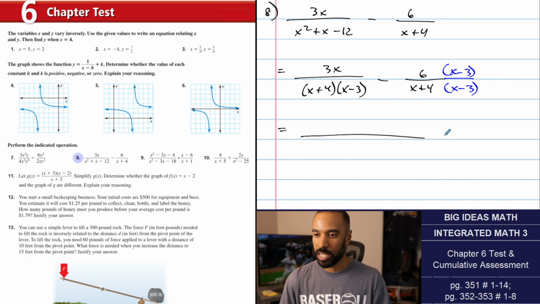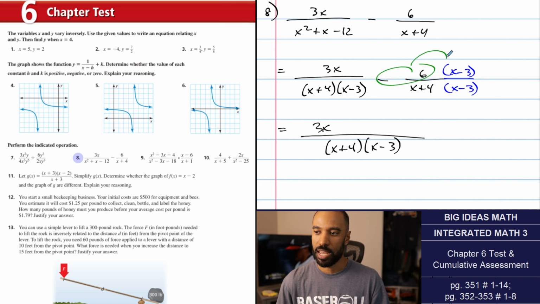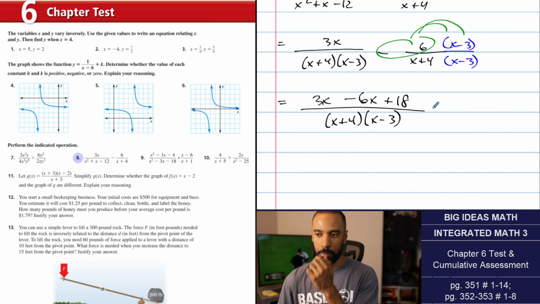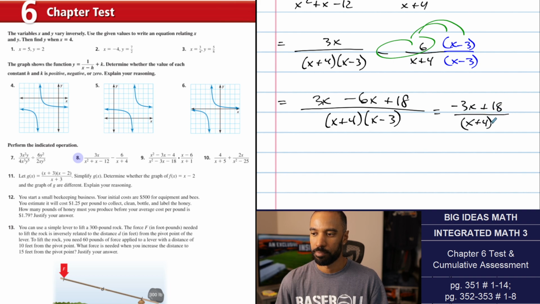This is not an equation. It is an expression. I say that because of what we have to do when solving equations. We tend to get rid of the denominator. That is not the case here. 3x is going to be subtract, we do -6, distribute the negative, -6 times x, -6 times -3. So minus 6x plus 18. And we combine like terms, and we now have -3x plus 18 over x plus 4 times x minus 3.